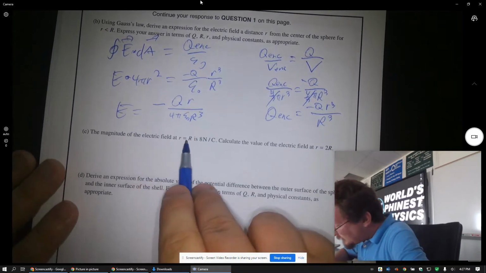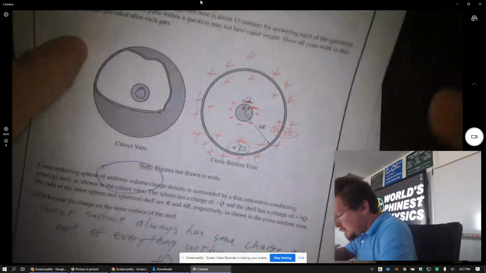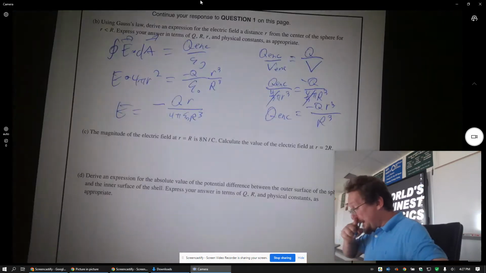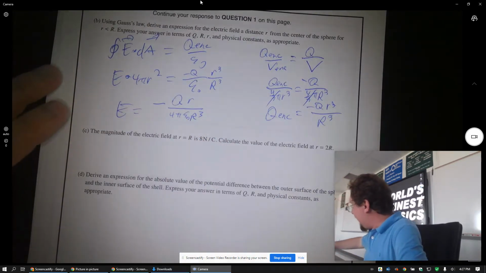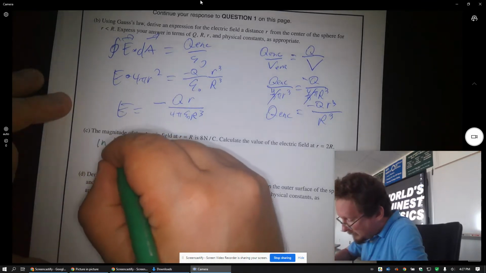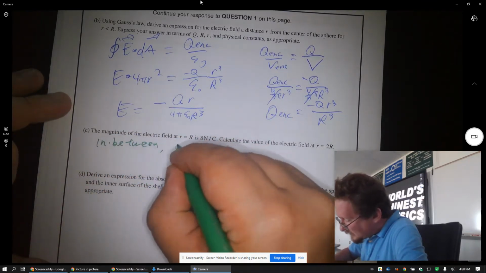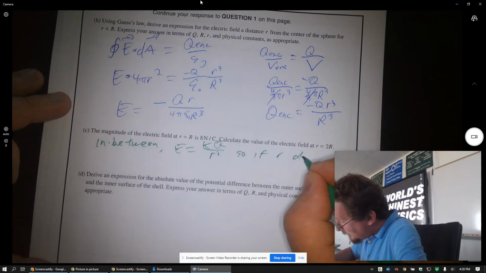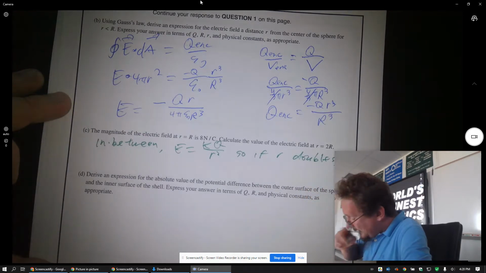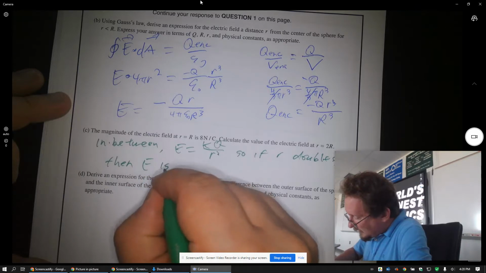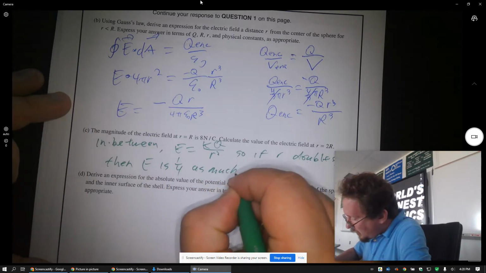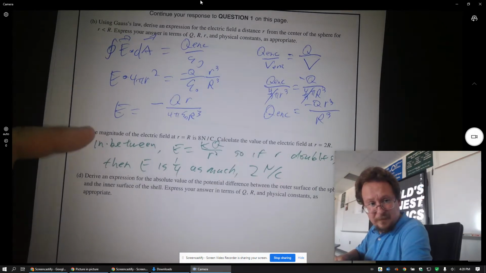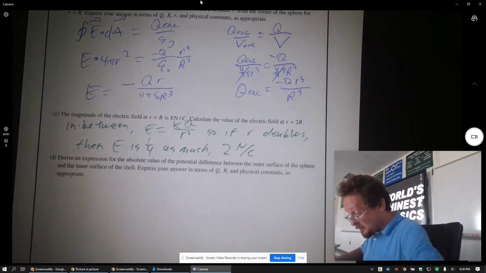The magnitude of the electric field exactly at R is 8. What about at 2R? In this in-between region, the electric field is of the form KQ over r squared. So if r doubles, then the electric field is 1/4 as much, also known as 2 newtons per coulomb. Is it really this easy? It might be easy, but they're trying to make it look confusing.